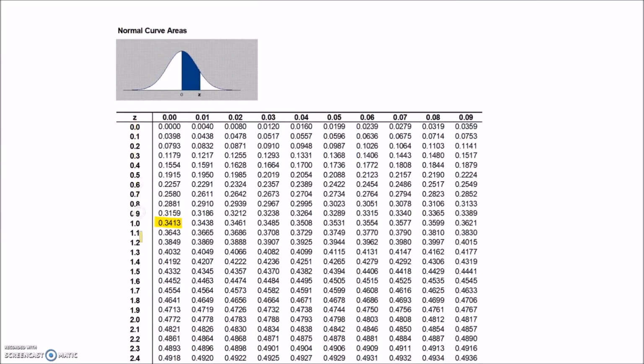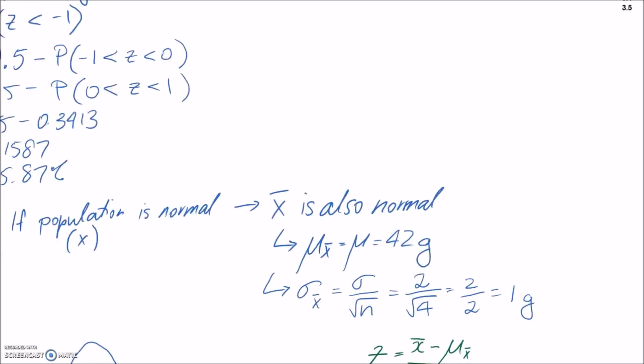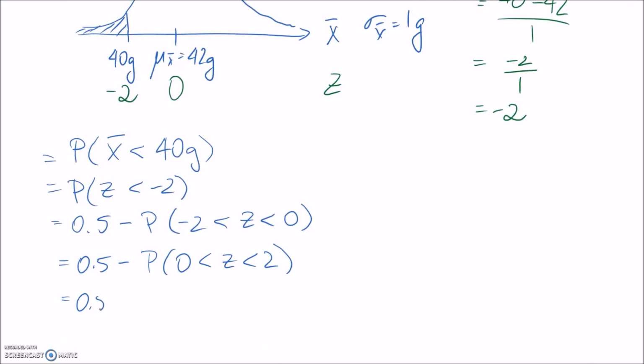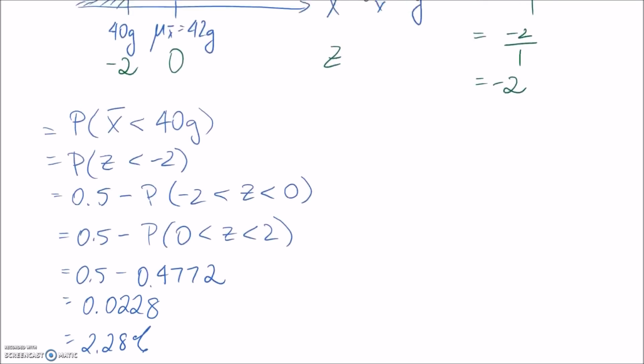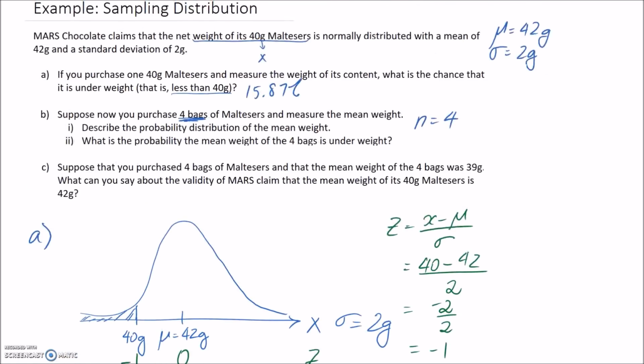So looking down here, the z value of 2, again the second decimal should be 0, so that's the value we read off. So 0.4772. And if we type that into a calculator, so it's 0.0228, and as a percentage, this would be about 2.28%. So let's go back up here. So the answer to this one is 2.28%, as the chance of having a mean weight of 4 bags being less than 40 grams or underweight.